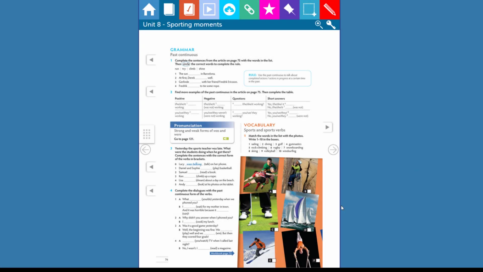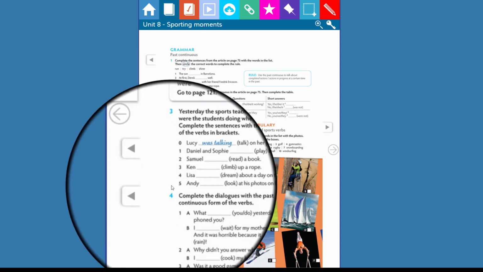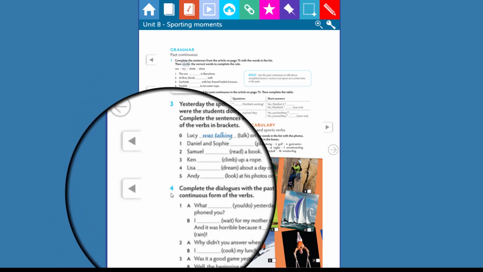And this is the homework that you have to do this week. You have to open your student books on page number 76, and you have to do activity number 3 and 4, which are related to the use of past continuous. Remember that. Okay, so let's read the instructions.